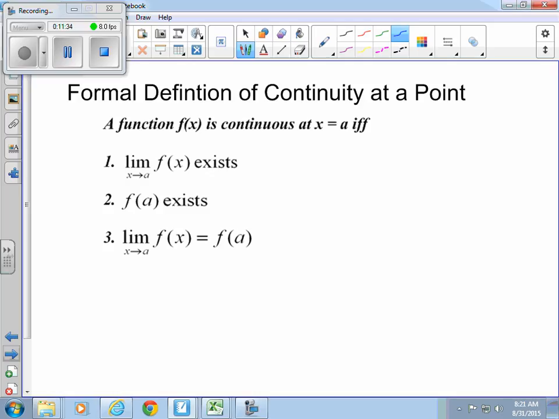They did x equals a instead of c. So a function f of x is continuous at x equals a if and only if the limit as x approaches a of f of x exists. Do we all agree that would have to happen? The limit has to exist for us to have a continuous function. f of a has to exist for a continuous function. We gotta have a point defined. And the point has to equal the limit value. So this is the formal definition of continuity.